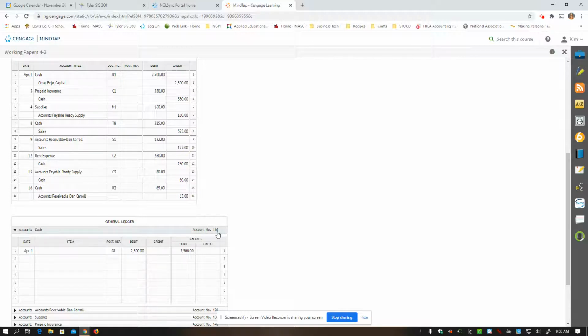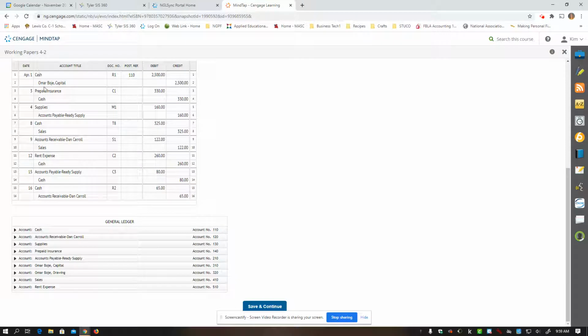Now you take this number, 110, and put it up here. Don't forget that part. Drop it up under post reference that you posted. You're referencing that you posted it to this account. So when do you put something in the item? Nothing right now, because it's all cash. That account is cash. So it's just there.